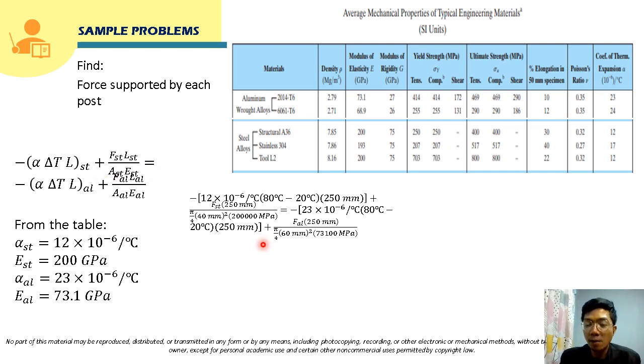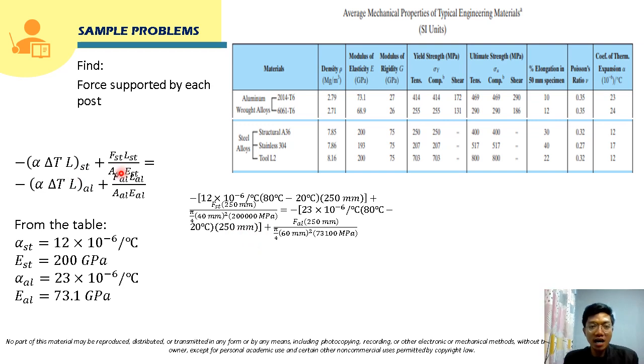The given in the problem is the diameter of the steel, which is 40 millimeter. So solving for the area, that will be pi over 4, 40 millimeter squared, times its modulus of elasticity, which is 200 gigapascal, also equivalent to 200,000 megapascal. Equals, then we have negative, and for the alpha of the aluminum, that is 23 times 10 raised to negative 6 per degree Celsius, times the change in temperature, 80 degrees Celsius minus the initial 20 degrees Celsius, times the length of the aluminum, that is also 250 millimeter.